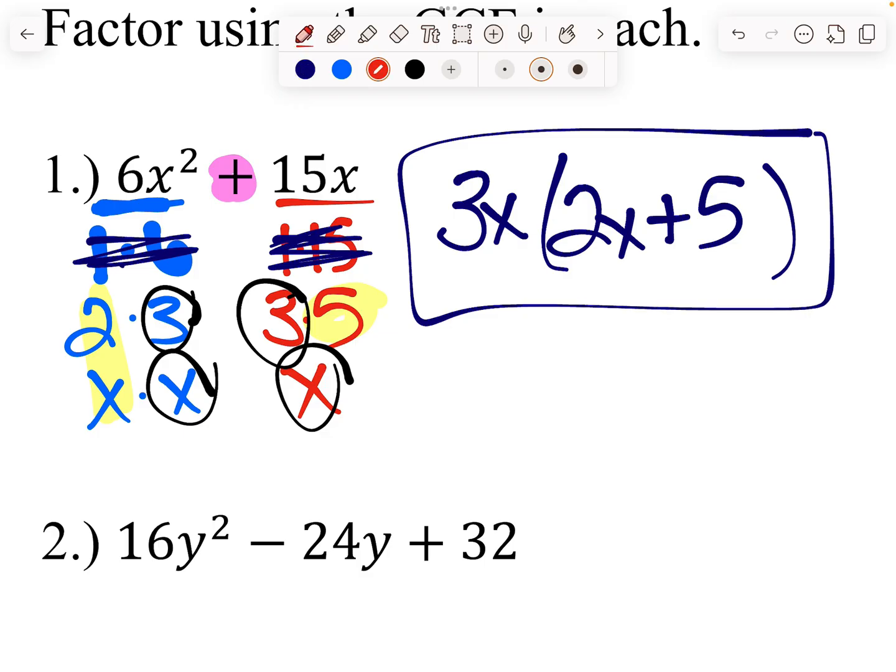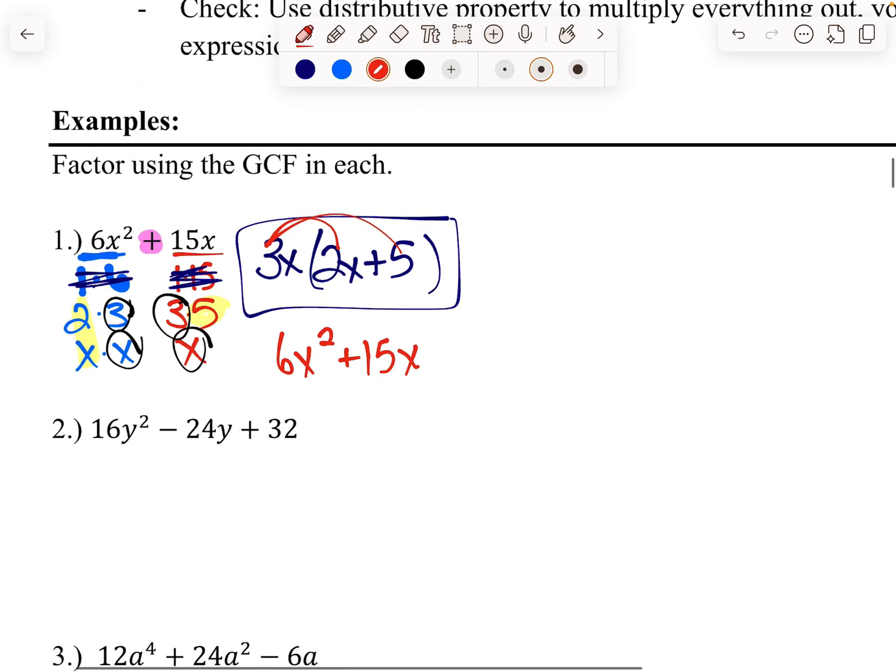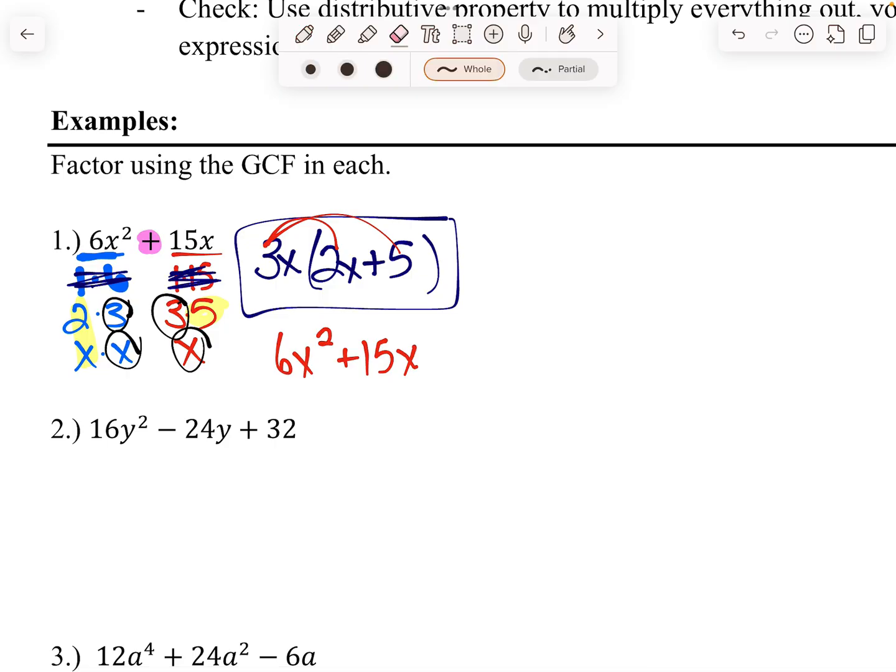So if we check it, 3x and 2x gives us 6x squared. 3x times 5 gives us 15x, which is the original expression. So this is just one way to show it. We are taking out what they have in common and seeing what is left behind. Now, could you have done this without listing it out? For sure. So let me get rid of that.